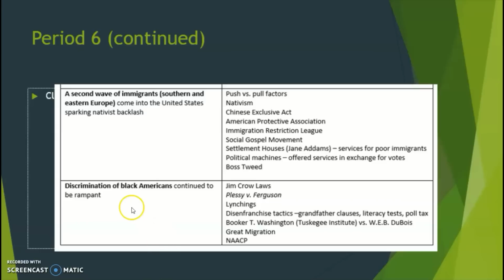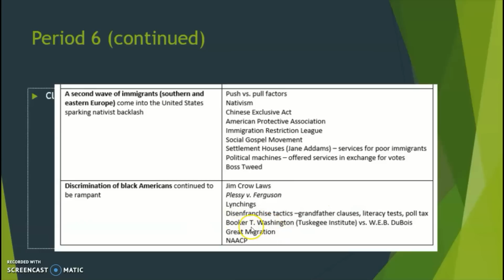Now, one thing that's important to mention here is the discrimination of black Americans is going to continue. We see this with Jim Crow laws. We'll also see this with the ruling in Plessy v. Ferguson, which is going to uphold separate but equal laws. So that's going to continue all the way up until the 1950s, until Brown v. Board of Education reverses that. We'll also see that lynchings are occurring. We'll see grandfather clauses, literacy tests, poll taxes, ways to basically prevent black Americans from voting.